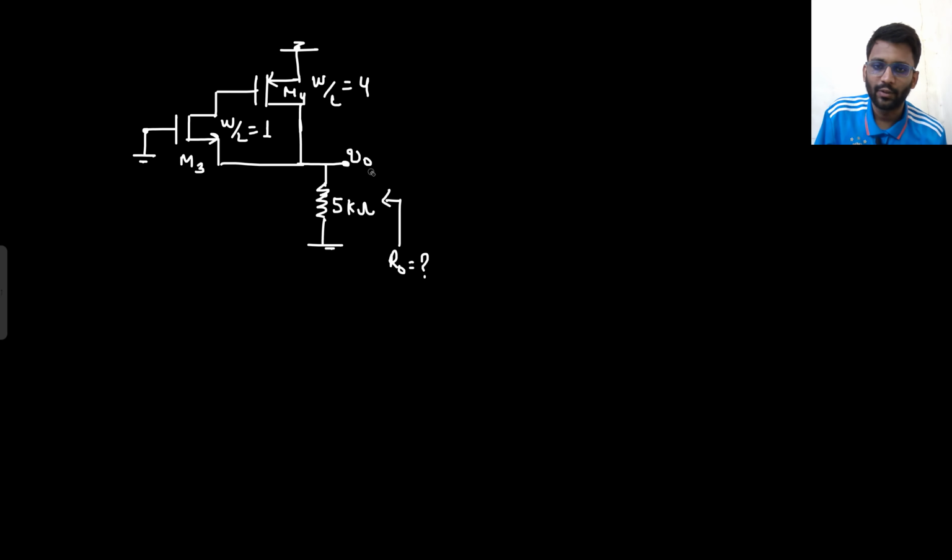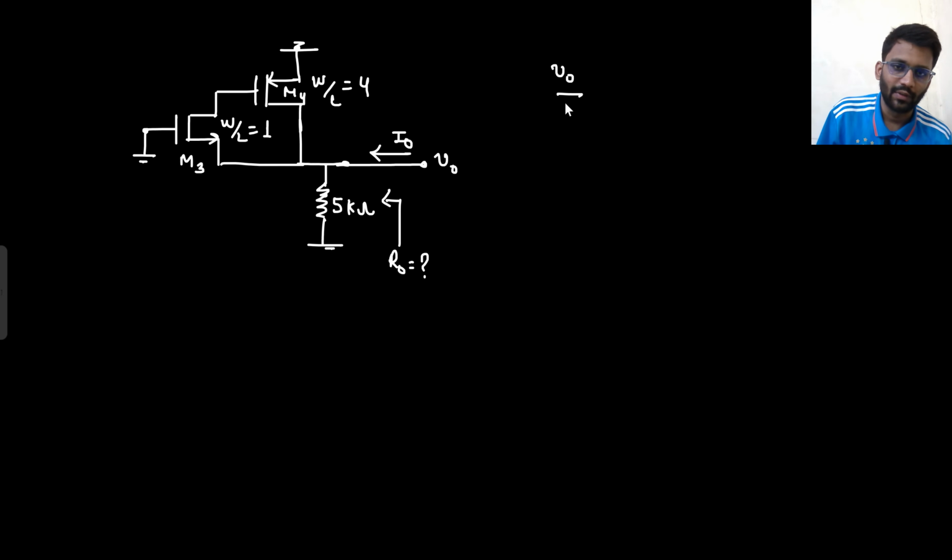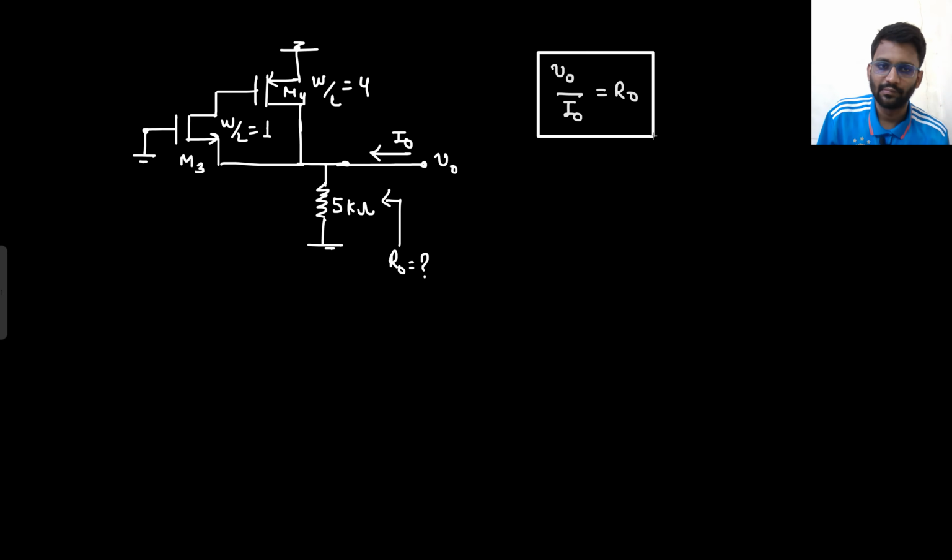For finding Ro, I will apply a voltage Vo and get Io out of it, right? So my target is to find Vo by Io. Vo by Io would be equal to Ro. This is my target. So this Vo is going here as well, right? And this Vo is going here as well. This is your Vo.